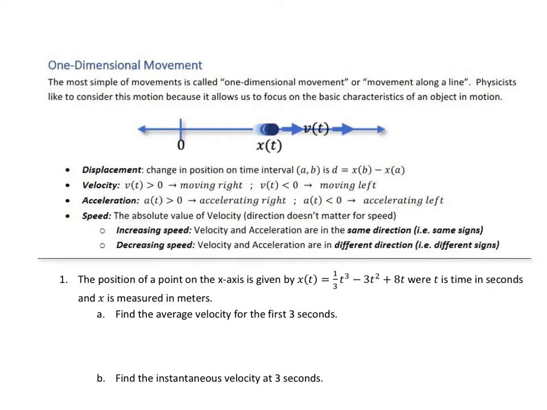If acceleration is negative, it's accelerating left. Velocity has direction, but if we take the absolute value of velocity, we just get the speed. If we just want to know how fast a car is going, it's going 20 miles per hour. That's a speed. We don't care if it's going left, right, north, or south. Speed is just an absolute value.